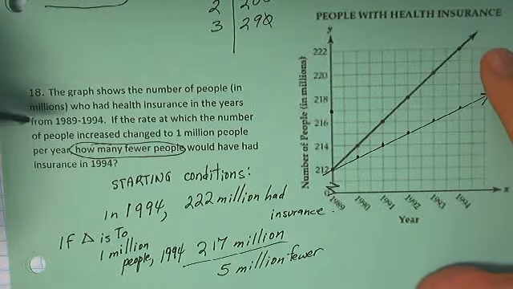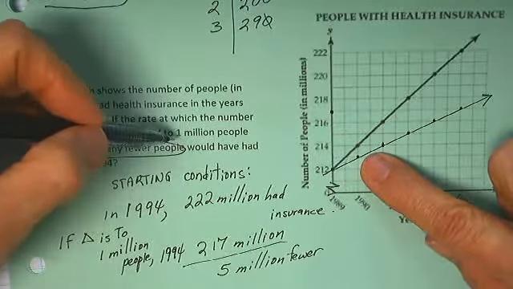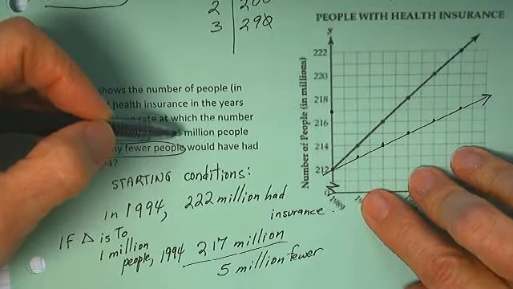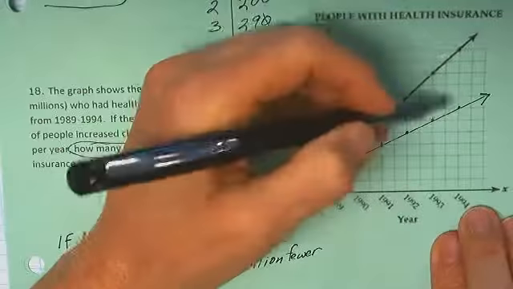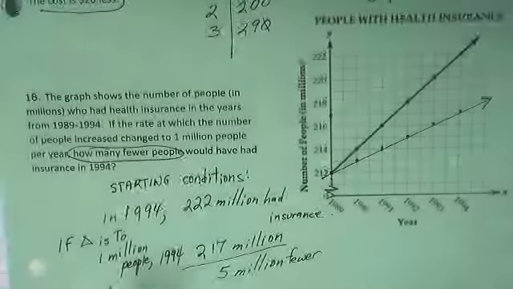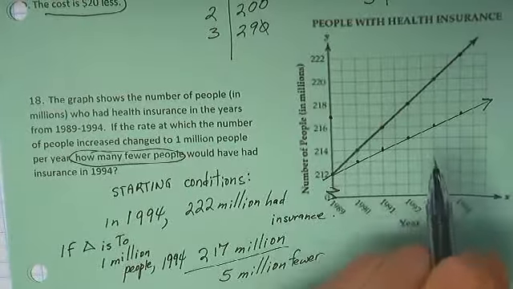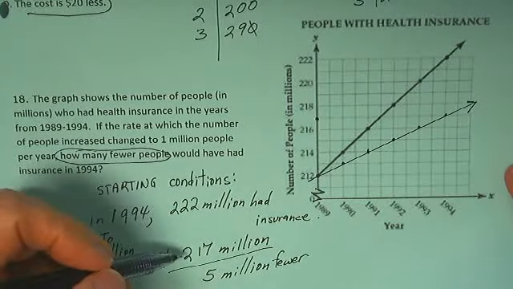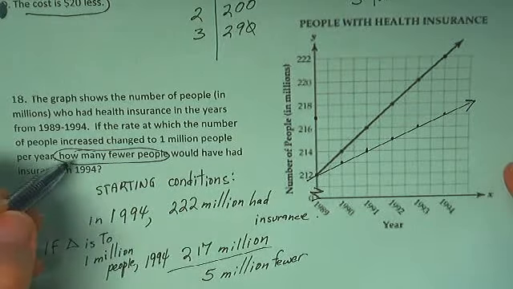Why? Because this is showing 2 million a year, and we drop it in half. We drop it to 1 million per year. We lose 1 million per year. Over 5 years, obviously, that will be 5 million people. A trap answer is going to ask 217 million. Be careful to read the problem and answer the question they're asking you.